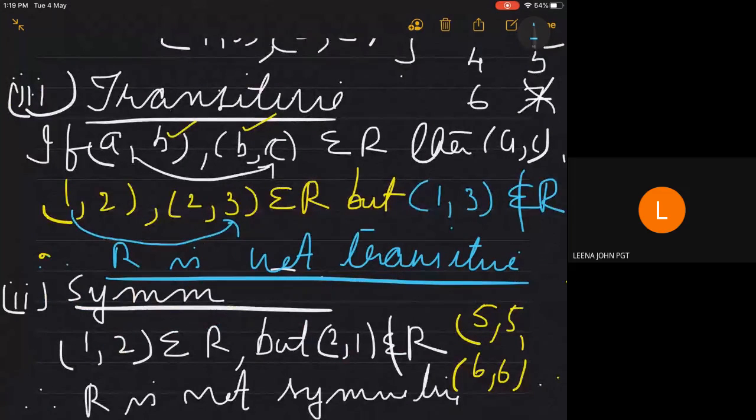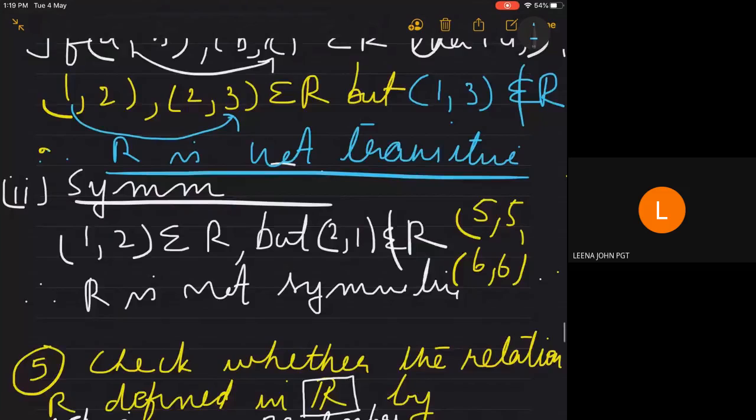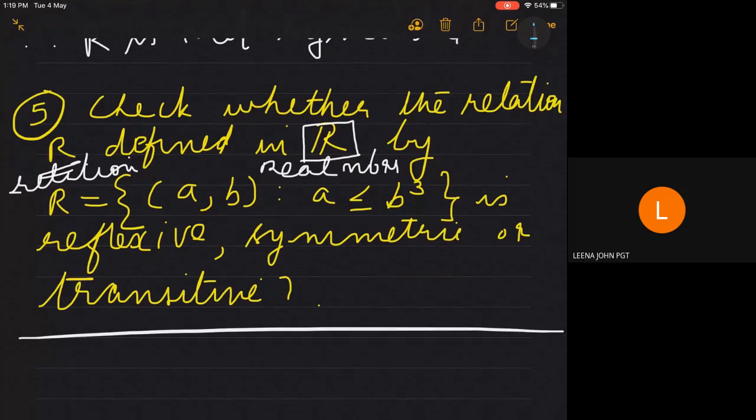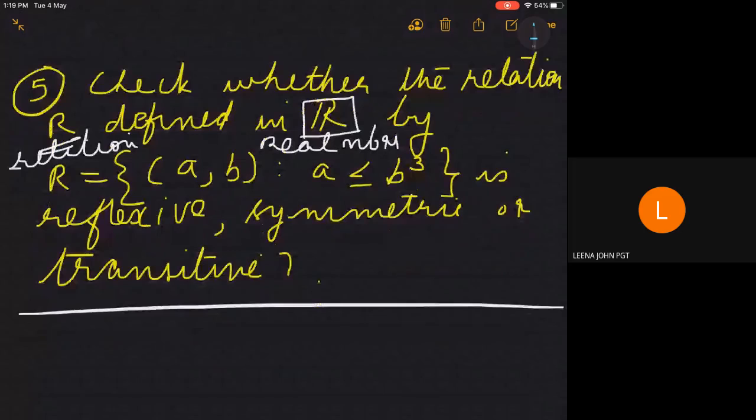So that means this question is over. Next, question number 5. Check whether the relation defined on R, the set of real numbers, by R equal to the set of all (a, b) such that a is less than or equal to b cube, is reflexive, symmetric or transitive. So the first one is reflexive.